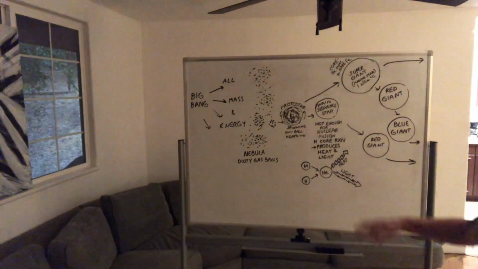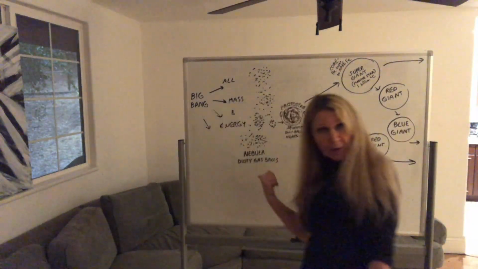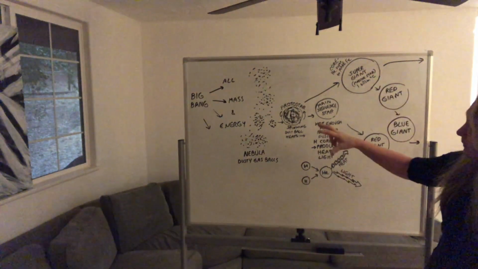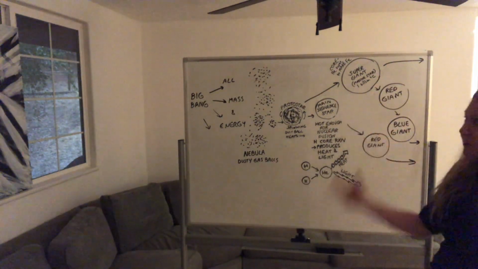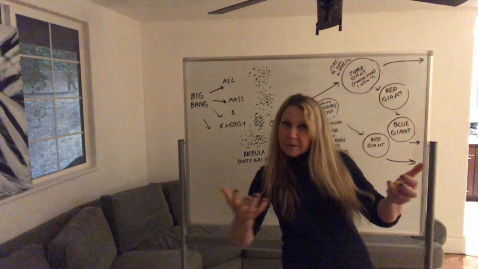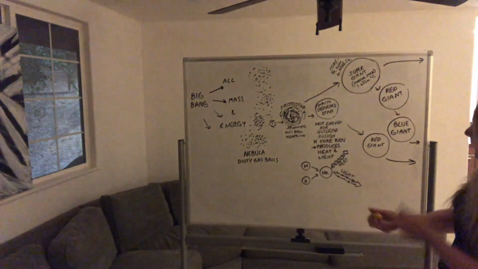So this is the stage that our sun is in right now. It's a main sequence star. And it's been like that for about 5 billion years. But what's going to happen in another 5 billion years? All right, so let's look.